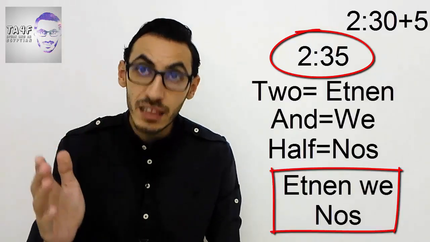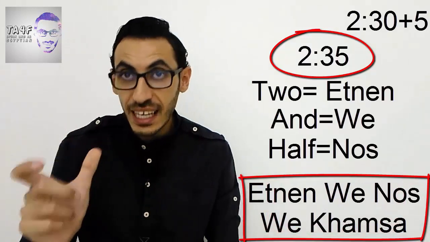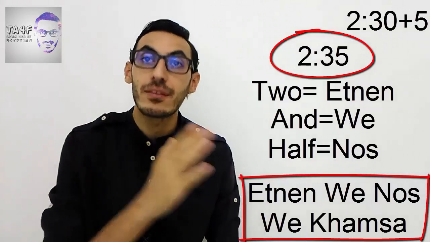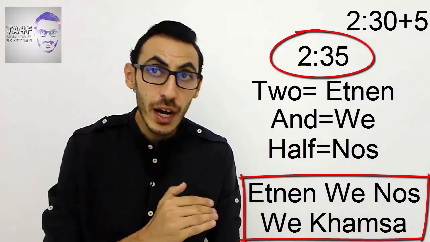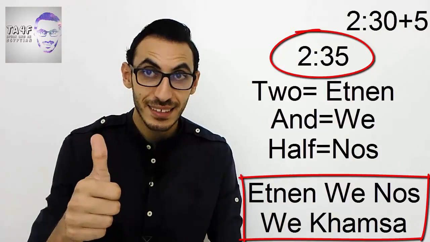Same thing about 35 minutes. 2 and 35 minutes. 35 minutes, actually the same thing. It's 30 minutes plus 5, right? So it's gonna be 2 ونص وخمسة. 2 and a half and 5, which is 2:35. Got it? Great.